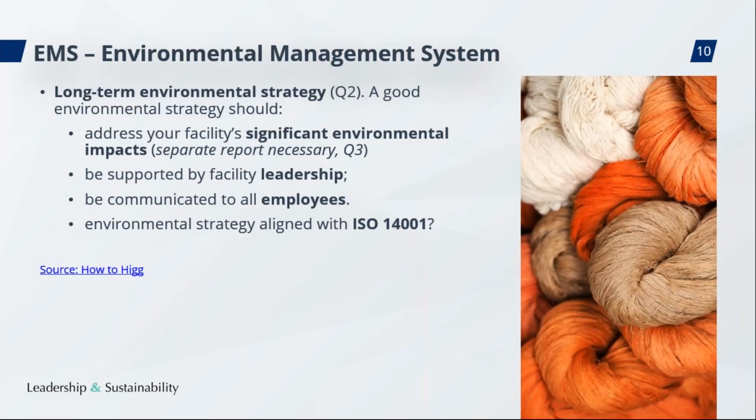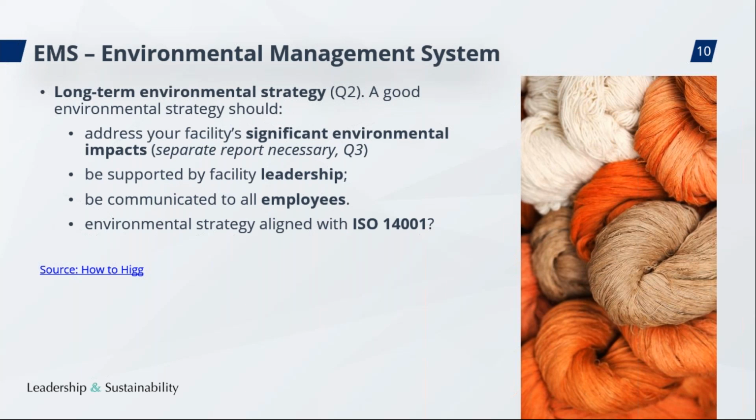Now, the EMS, the environmental management system: you need to have a long-term environmental strategy reaching more than 3 years into the future. And this question is, of course, really important because it is the platform for all the programs that you have in every area. And I have seen many factories that don't have a long-term environmental strategy yet. So please work on that. This is also a question at level 1. So you do need to have that in order to move forward beyond level 1.